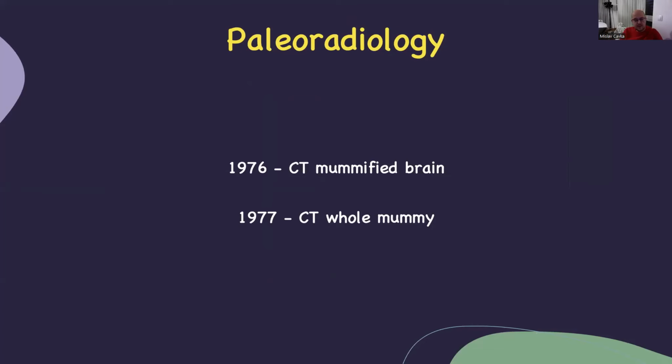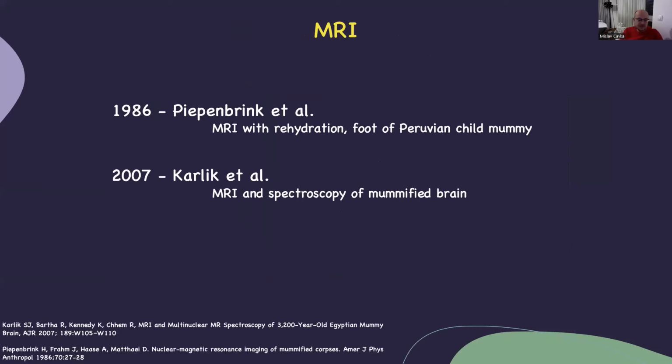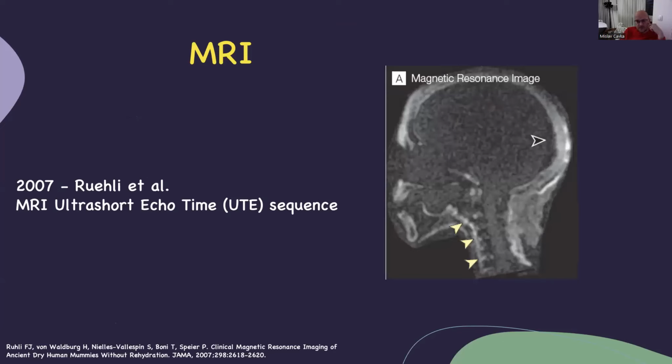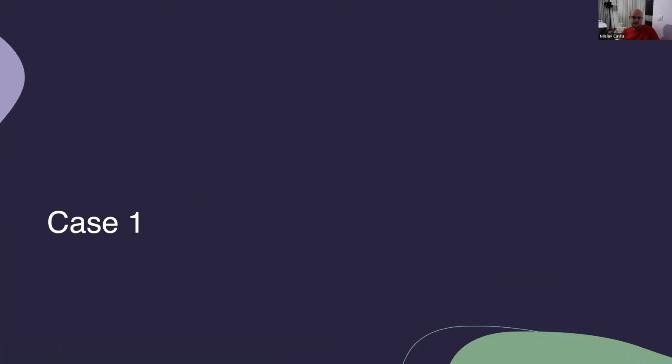Afterwards, with the development of radiology, paleoradiology developed as well, and the first CT of a mummified brain and the whole mummy was scanned in Canada. And afterwards, people tried to use MRI as it was done in radiology. So they tried to do it in paleoradiology as well. But as there is a lack of protons in a dehydrated body, it was not possible to do it without rehydration. Not until 2007, when Professor Rühli from Zurich employed the MRI ultra short echo time sequence, where he could get signal from unbound protons. And here you can see the image of a mummified head.